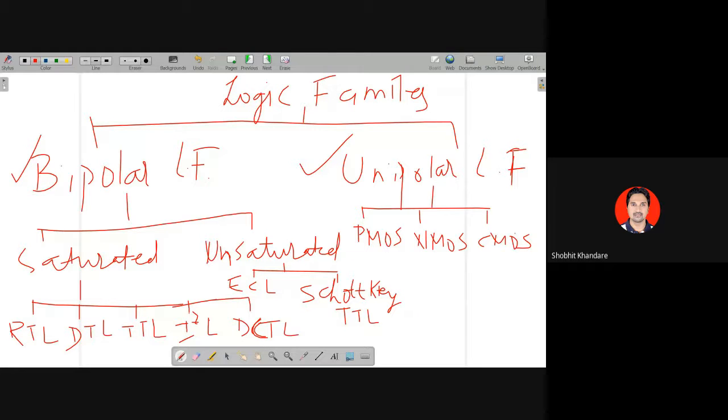Okay, ab logic families mein humko ye dekhna hai ki iska broad classification kaisa hai. So it is a bipolar logic family or unipolar. Now you must have studied this bipolar and unipolar. Okay, the example of bipolar, you must have studied BJT. BJT ko hi kaha jata hai ki bipolar junction transistor. Aur unipolar mein aapne padha hoga UJT, unipolar junction transistor. Okay, in bipolar logic families these are the examples, BJT, aur unipolar mein example hai UJT.